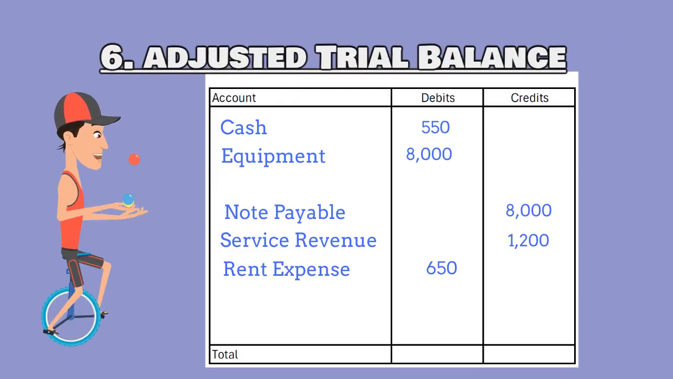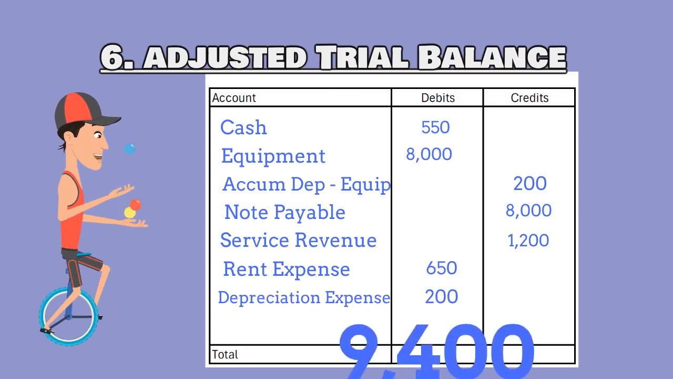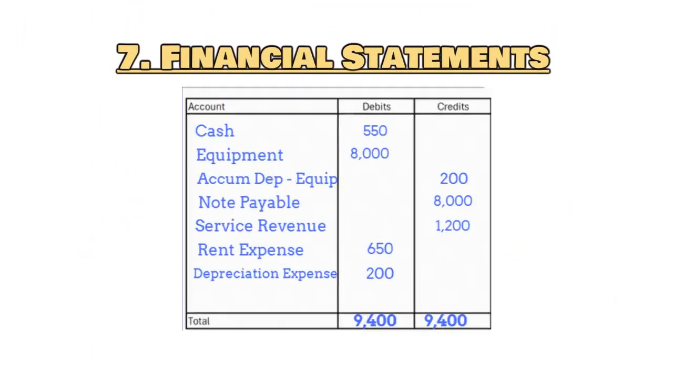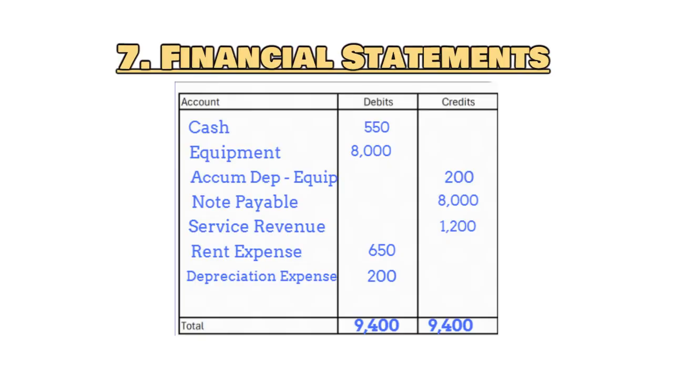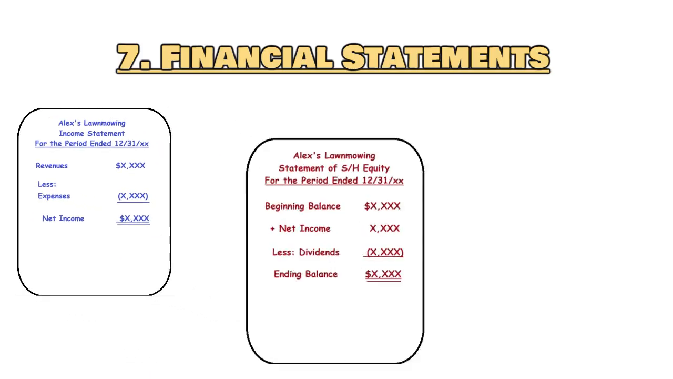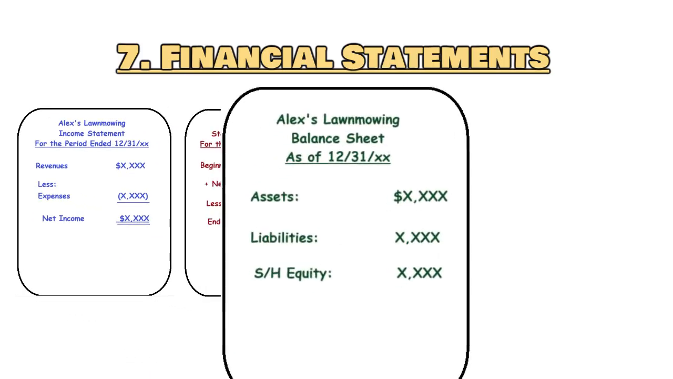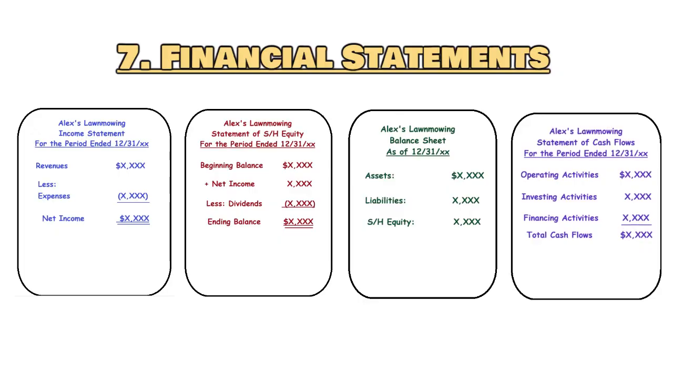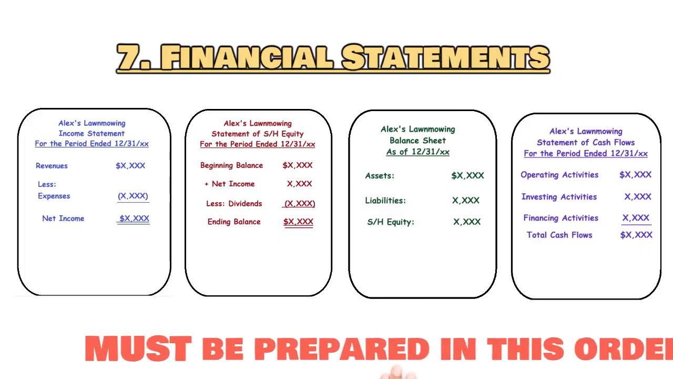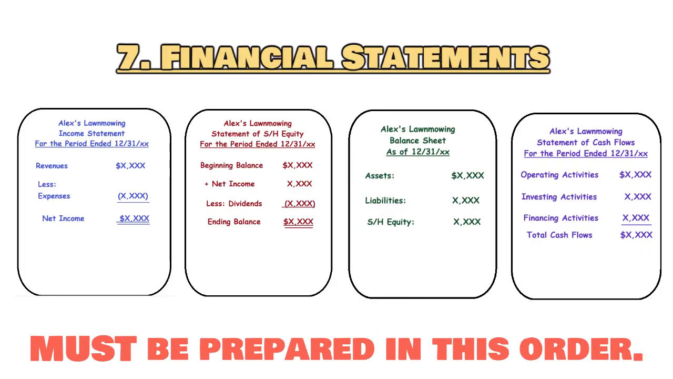And once again, we prepare another trial balance, an adjusted trial balance with the updated ledger balances after the adjusting entries. Finally, it's time to prepare the financial statements. We take the ledger balances from the adjusted trial balance to prepare the income statement, the statement of stockholders' equity, the balance sheet, and the statement of cash flows. Each statement builds off the one prior, so they must be prepared in this order.